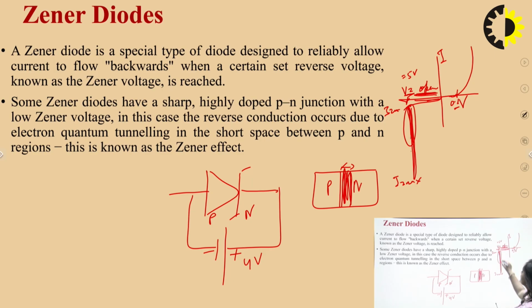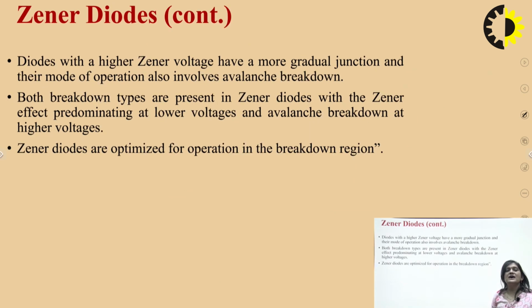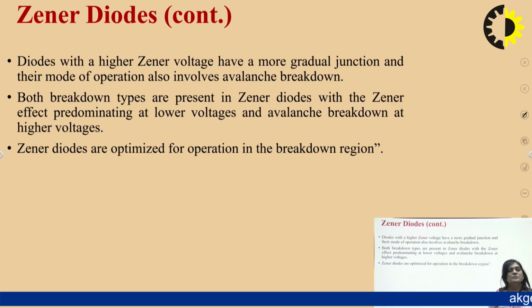And here we can replace the Zener with the VZ potential, and in this region the Zener will act as a normal PN junction diode. Diodes with high Zener voltage have a more gradual junction, and their mode of operation also involves avalanche breakdown. Both breakdown types are present in the Zener diode, with the Zener effect predominating at lower voltages and avalanche breakdown at higher voltages. Zener breakdown happens at voltages between 5 volt to 8 volt, and for avalanche the voltage must be greater than 8 volt.